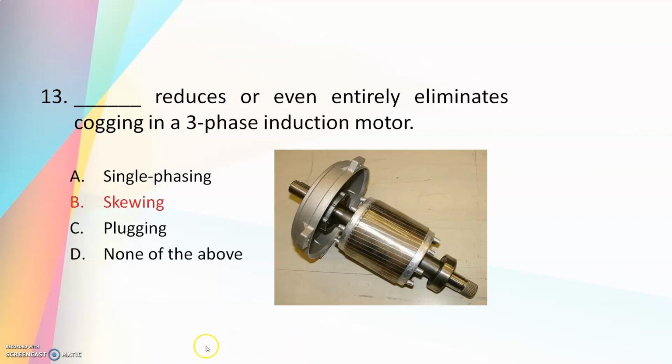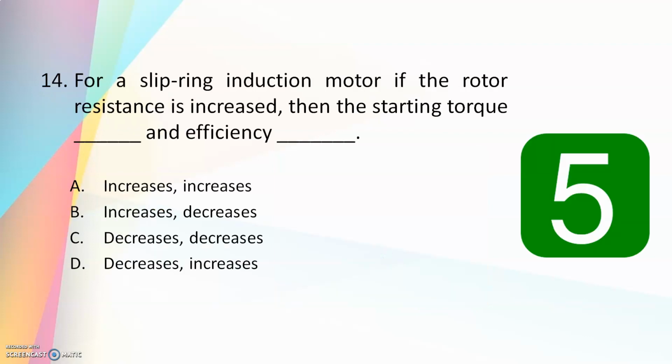Skewing means slightly making the rotor bars at an angle rather than making them parallel, and this skewing has some more advantages because it makes more uniform torque, then less noise during operation, then mainly it avoids the locking tendency, which is the cogging. For a slip ring induction motor, if the rotor resistance is increased, then the starting torque dash and efficiency dash: increases, increases; increases, decreases; decreases, decreases; decreases, increases.